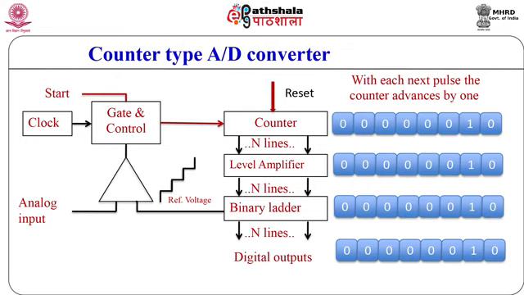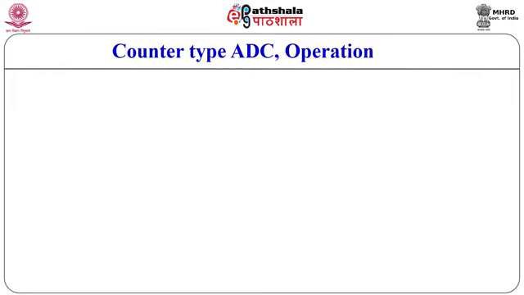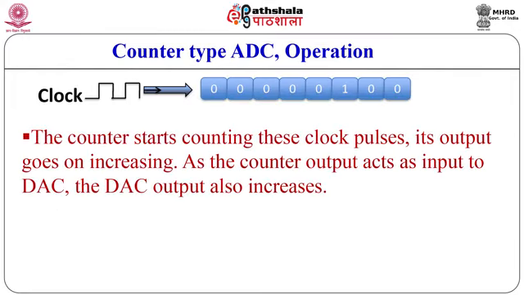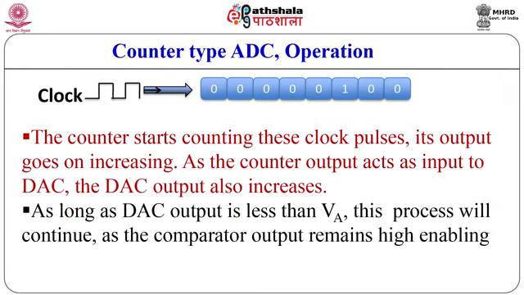and it will advance, and the binary ladder will convert that digital data into analog, which will act as an input to the comparator. Thus, the counter starts counting these clock pulses and its output goes on increasing. As the counter output is an input to the DAC, the DAC output also increases. As long as the DAC output is less than VA, the process will continue.